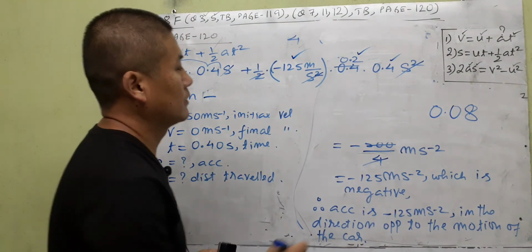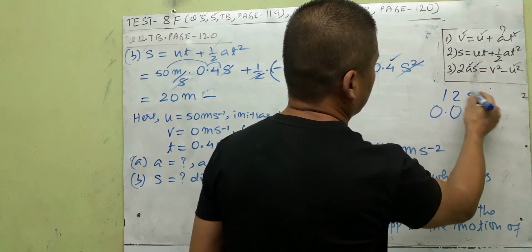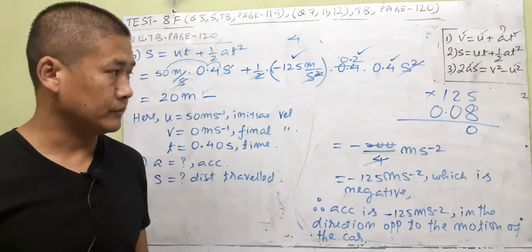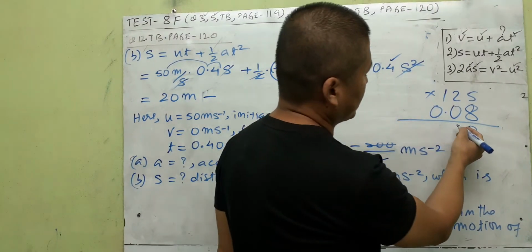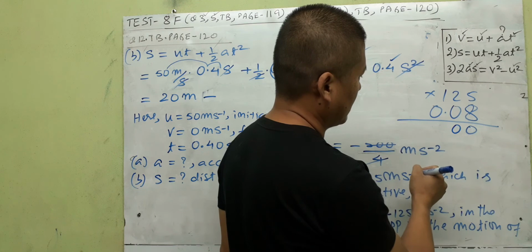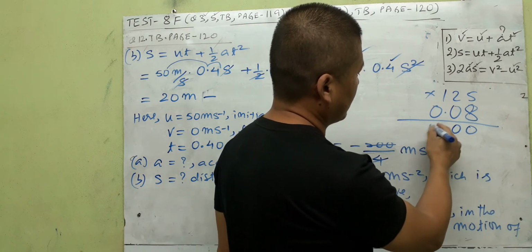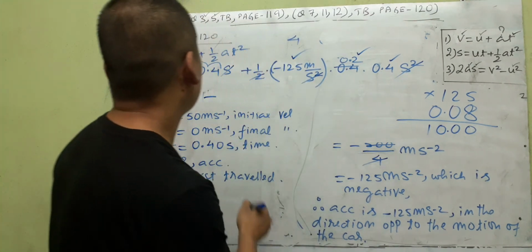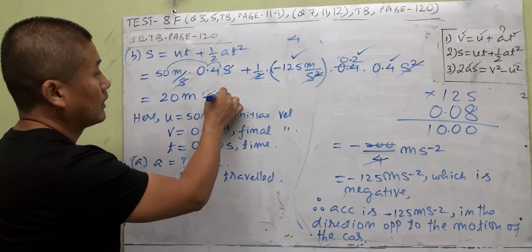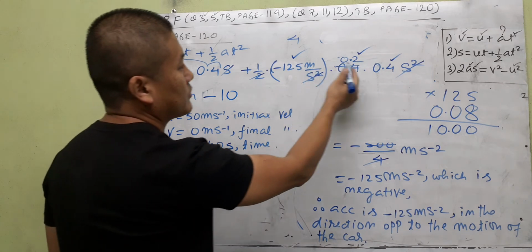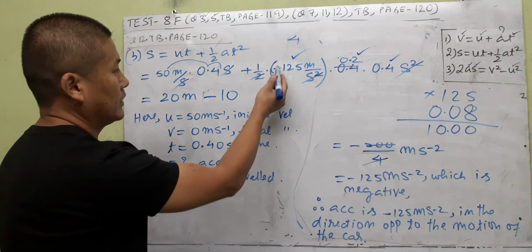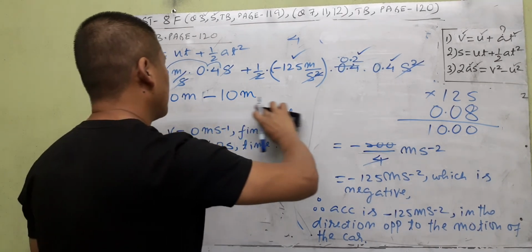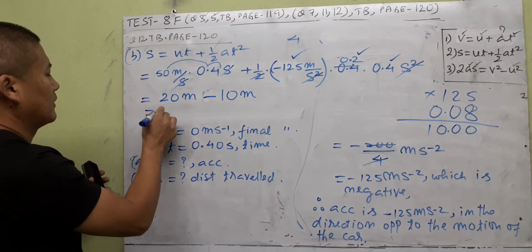Multiply that to this 125. So 8 5s are 40. Right? 8 2s are 16 plus 4 is 20. 8 1s are 8, 9, 10. 2 decimal places, so 10. So we're going to get here minus 10. When you multiply all these three, you will get minus 10. Here minus 10, and only meter left. So this is just a case of 20 minus 10 is plus 10.